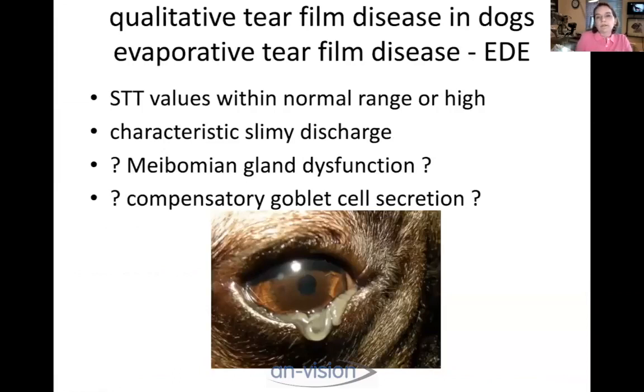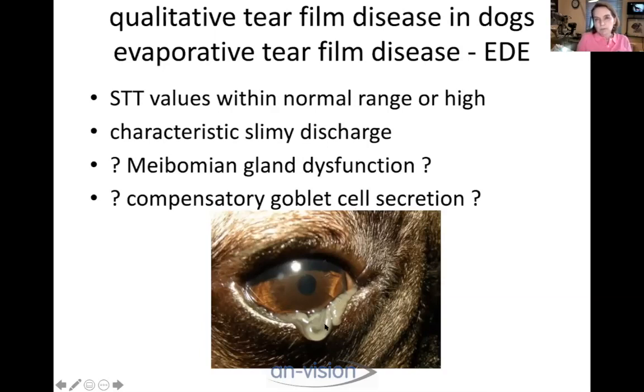So typically in those dogs, clinically, with suspicious evaporative tear film disease, that's called EDE, what will we have? We will have Schirmer tear tests in the normal range or high. We will have, if we watch closely, the characteristic slimy discharge. And that's not just the brachycephalics.